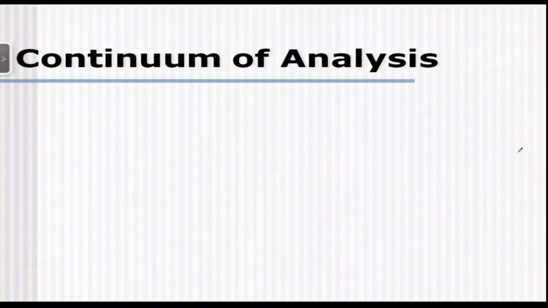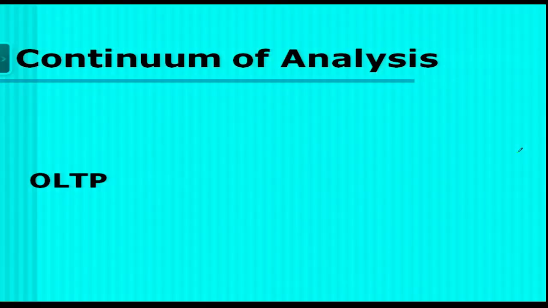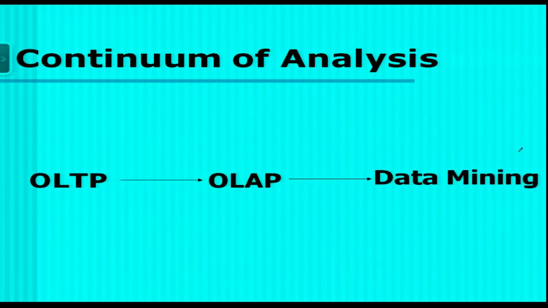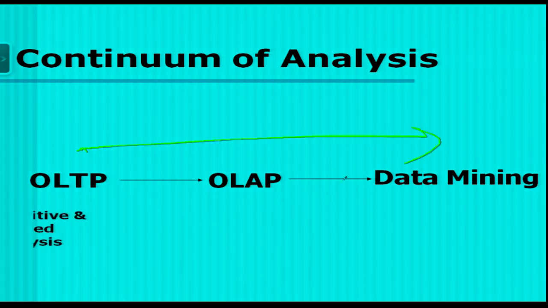And this is an important slide, so I'll keep the video off here so that you can see the complete content of this particular slide. So this is what I call the continuum of analysis. So you start with the OLTP systems, the systems that you are familiar with, and then you move to what are called OLAP systems, that is data warehouse, and then you have data mining. So in terms of complexity, the complexity goes up when you move from OLTP to data mining, right?